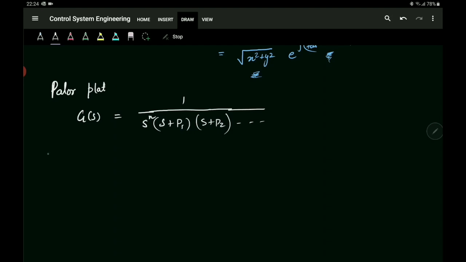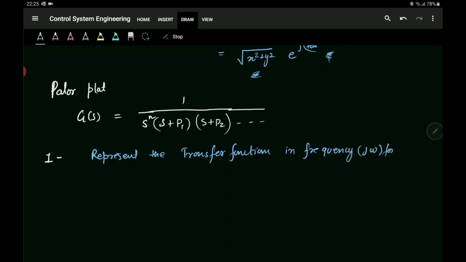The first step for drawing a polar plot is to represent the transfer function in the frequency domain, in j omega form, which is G(j omega) equals 1 upon (j omega) to the power n times (j omega plus p1)(j omega plus p2) and so on. This is the first step.